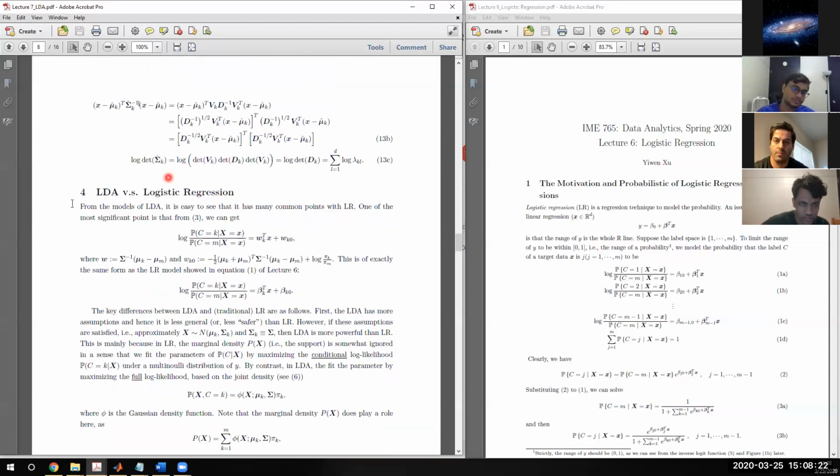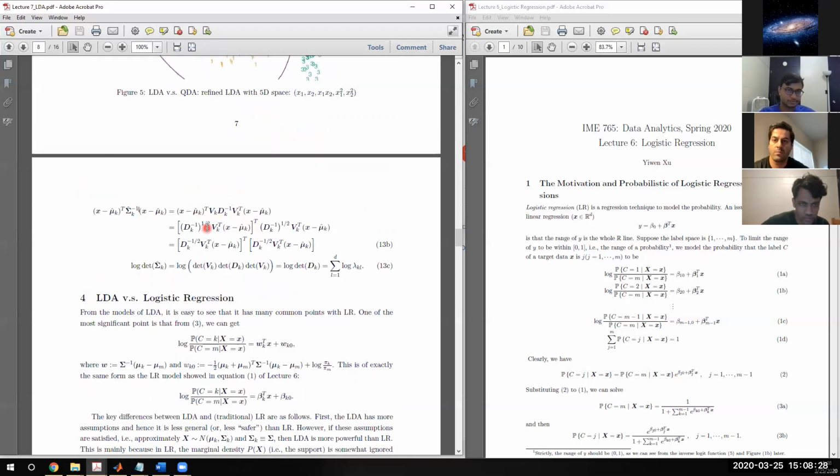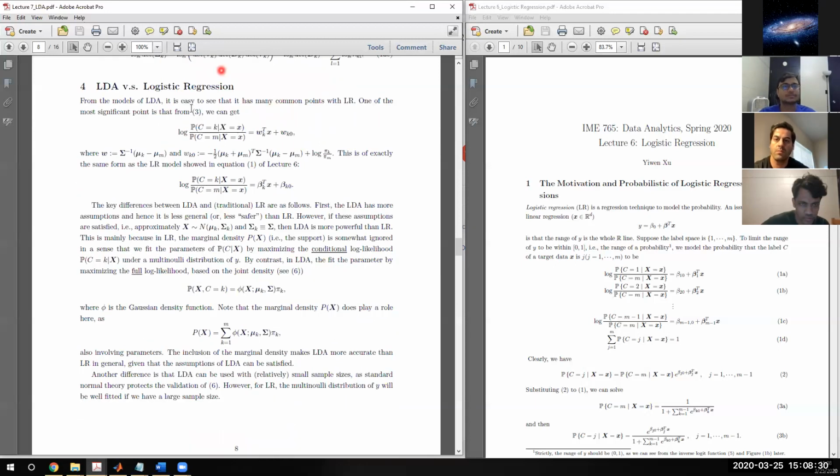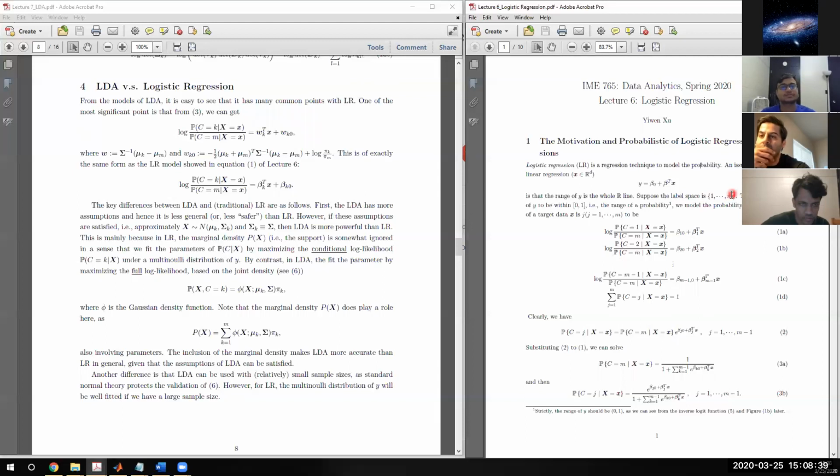Now, we're going to introduce a little bit about LDA versus logistic regression. Through the LDA model, you may have found that it is really close to the logistic regression model. This is the class notes for logistic regression. Here in LDA, we assumed it in this way, while in logistic regression, we create a model in this way. It looks really similar, just changing the beta to W. Everything looks exactly the same.